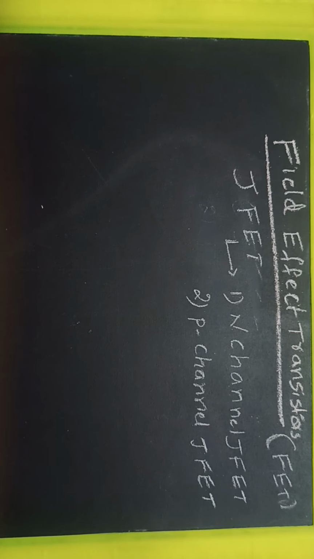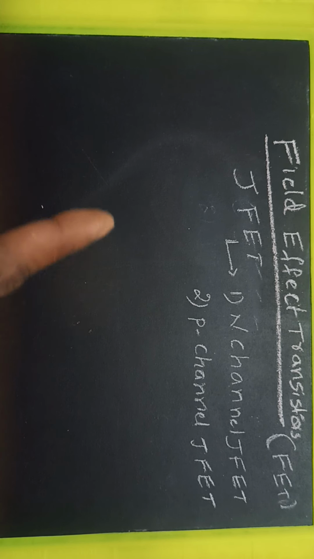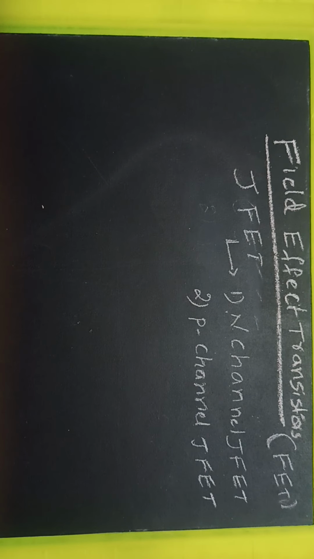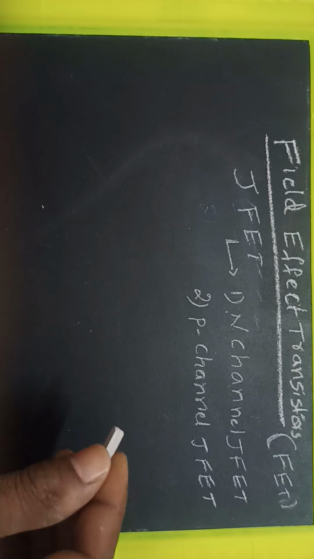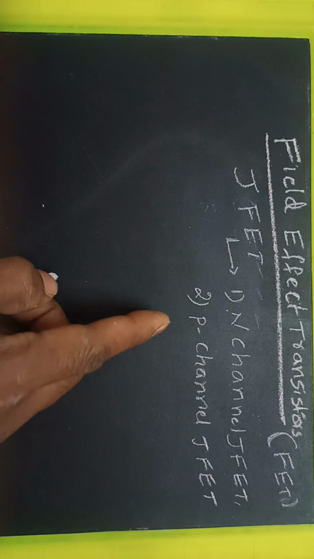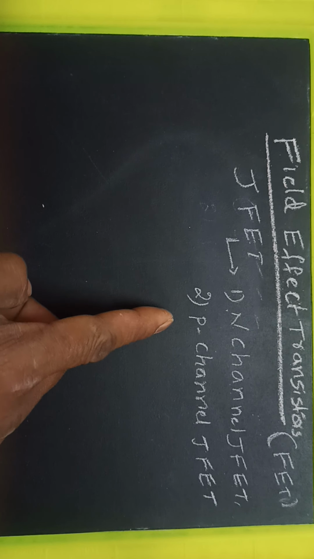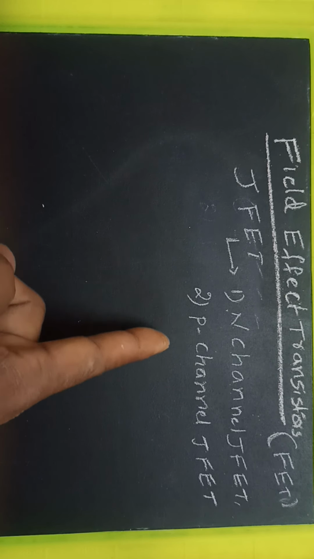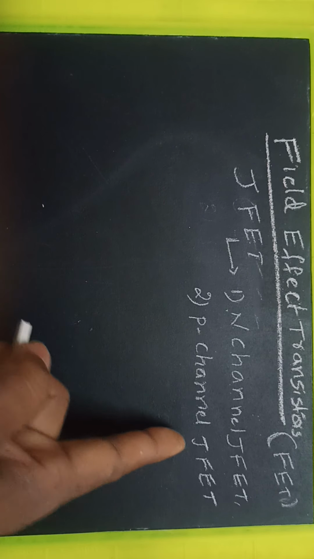Depending on the material used for the channel, these junction field effect transistors are divided into two types. If we are using N type material for the channel, then that is called an N channel field effect transistor. If we are using P type semiconductor for the channel, then that field effect transistor is known as P channel JFET.